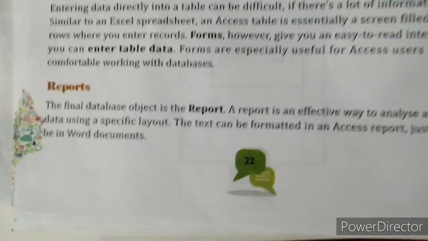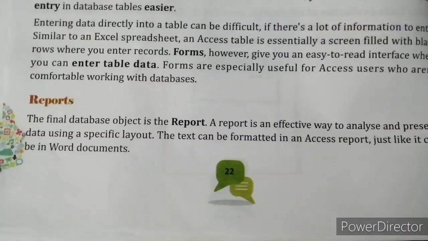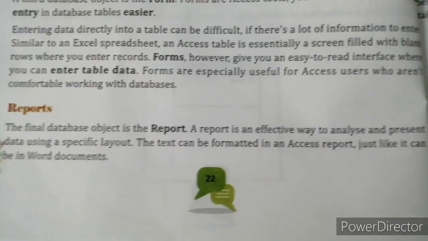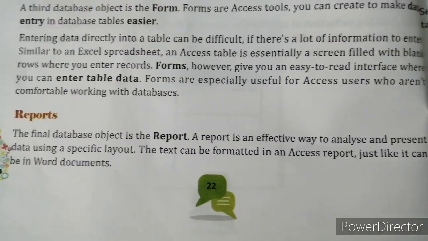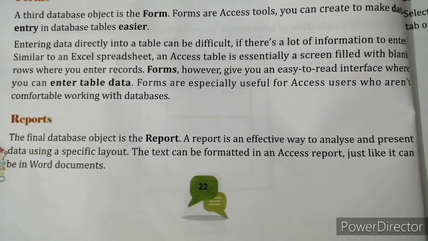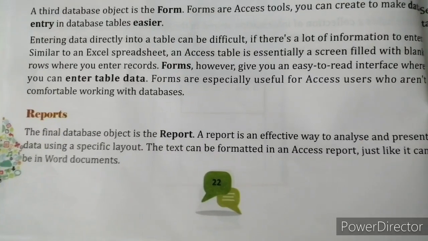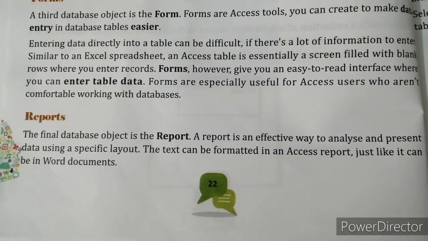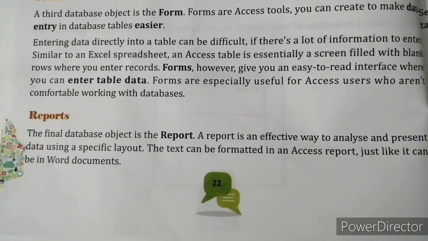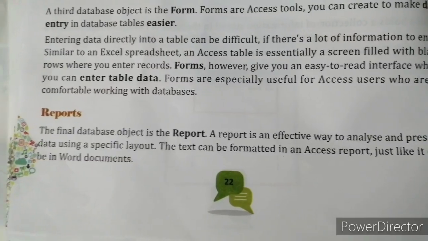So now coming to the next part, that is report. The final database object, this is like an output of a database. The report is an effective way to analyze and present data using a specific layout. The text can be formatted in an Access report just like it can be in Word documents.